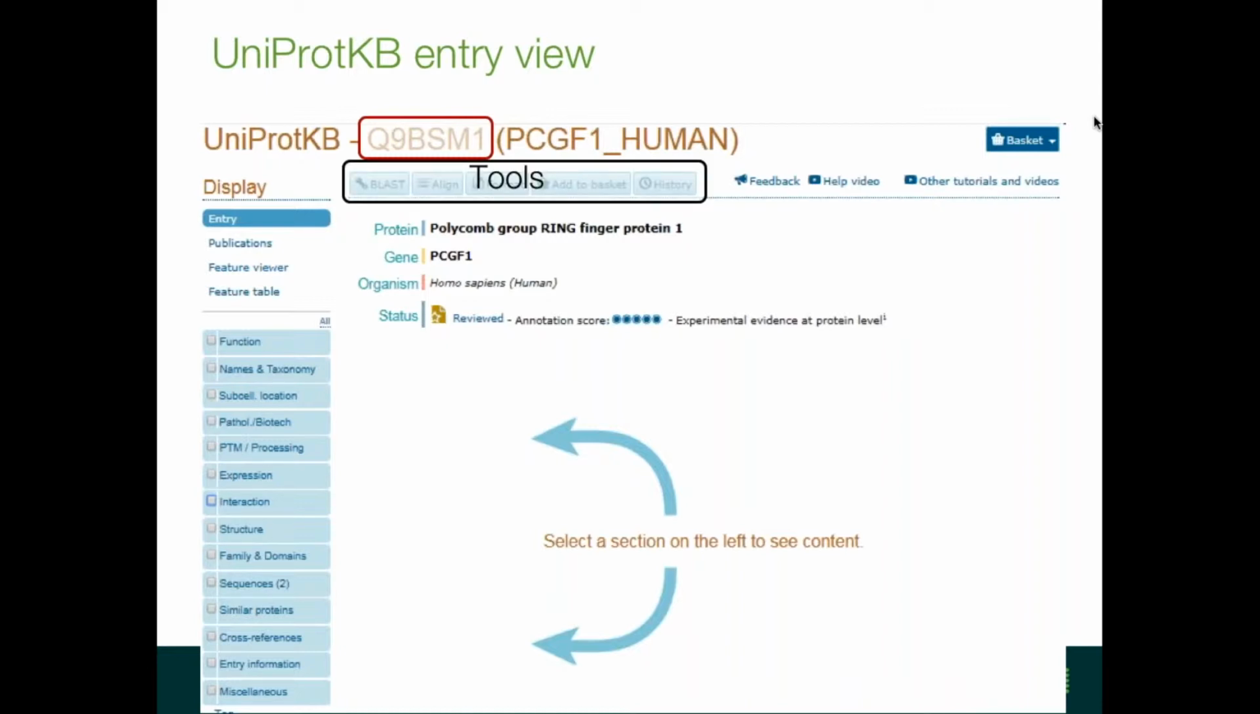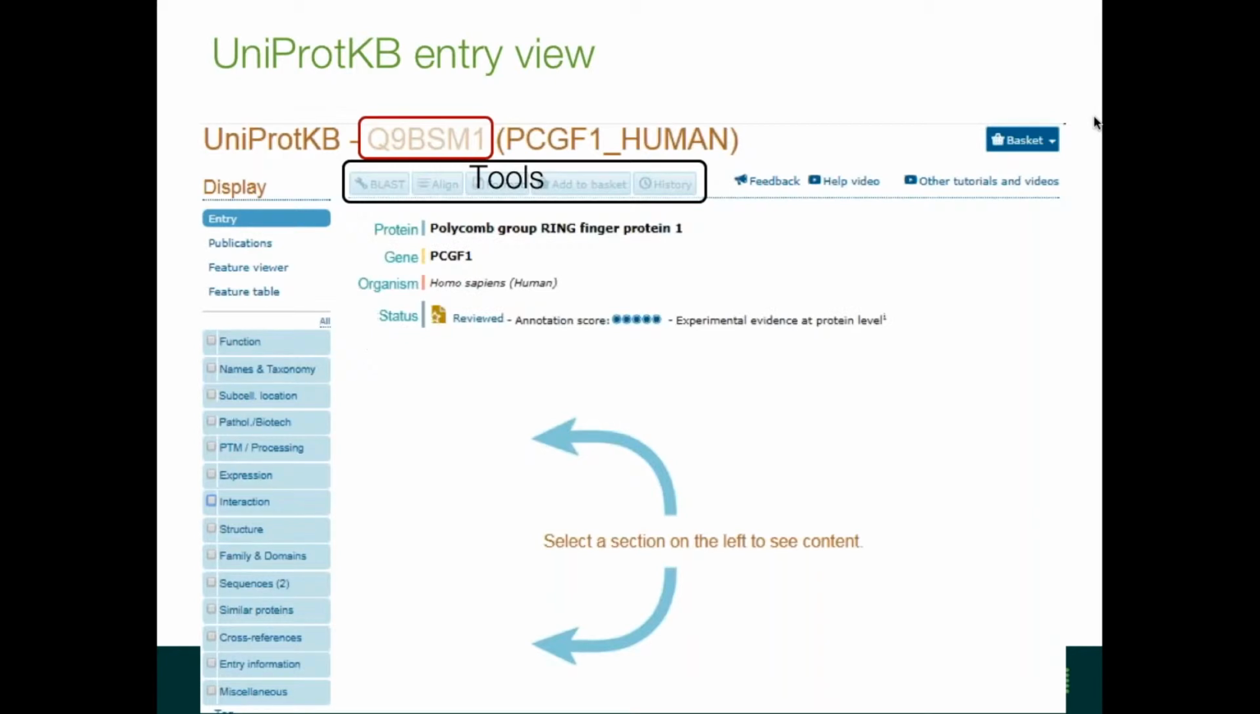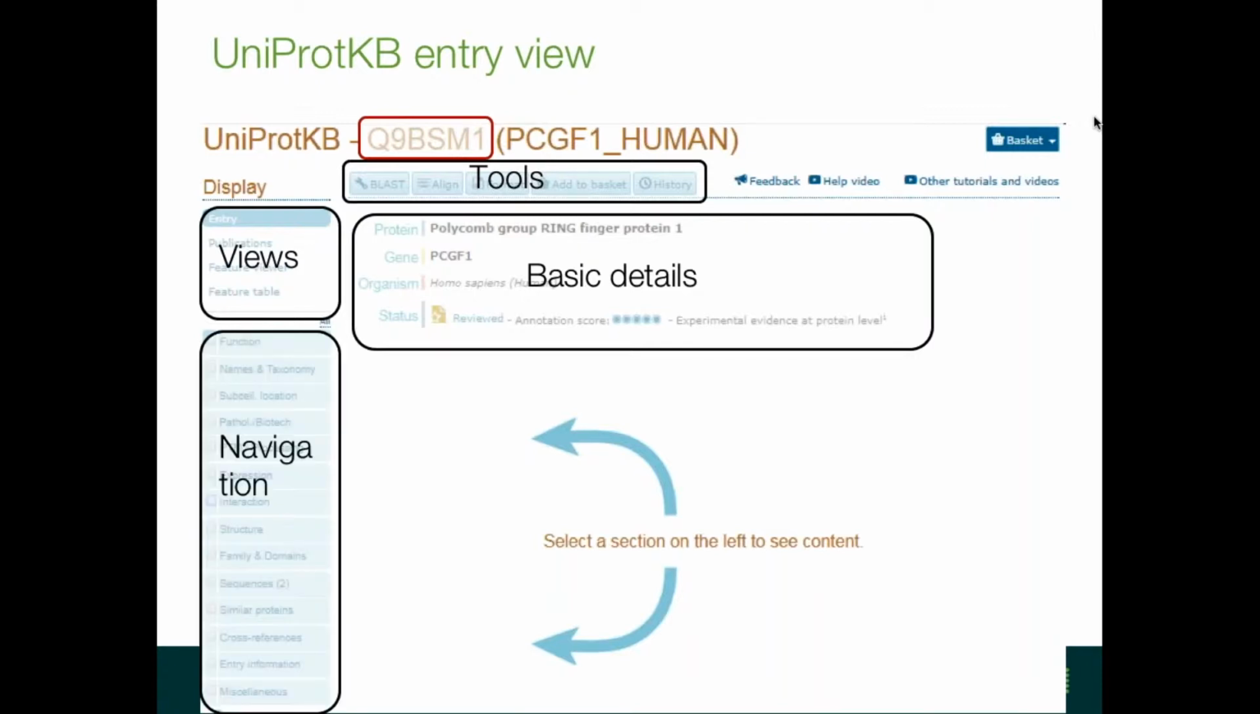Underneath it, you find a small set of tools to work with, mainly the sequence contained in a UniProt entry. Then there is a header section which contains the basic details about a protein entry, mainly its name, the gene name, and the species of origin, as well as which dataset it's coming from, either the reviewed one or the unreviewed one. On the top left-hand side, you'll find a selection of different views on UniProt data, something we'll come back to later in the webinar.